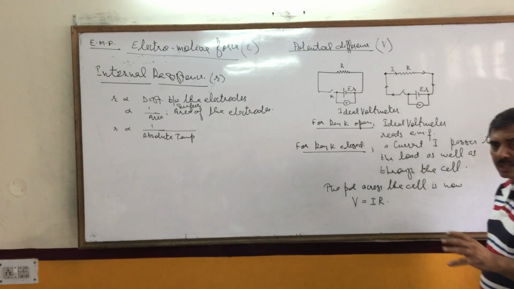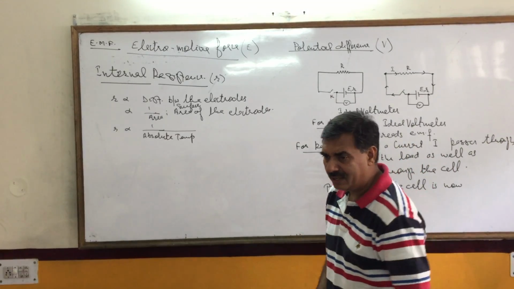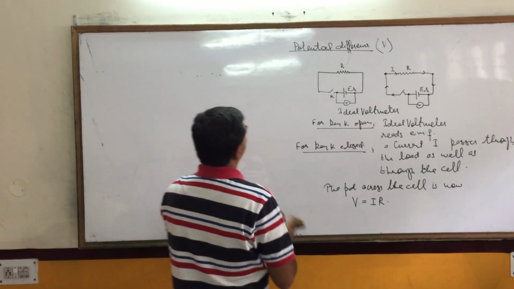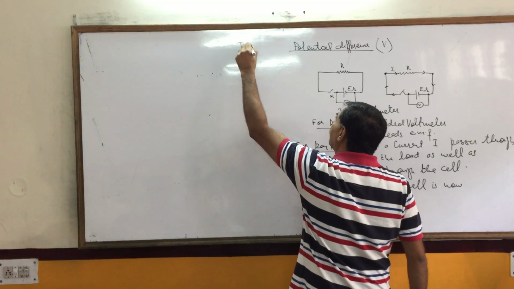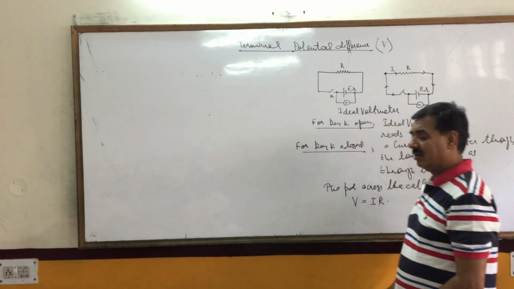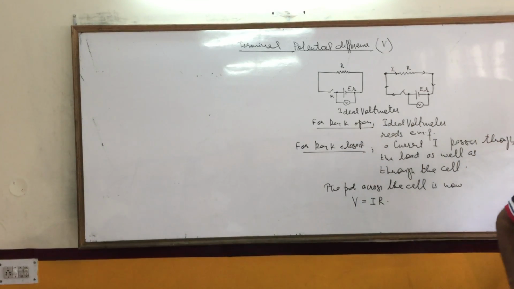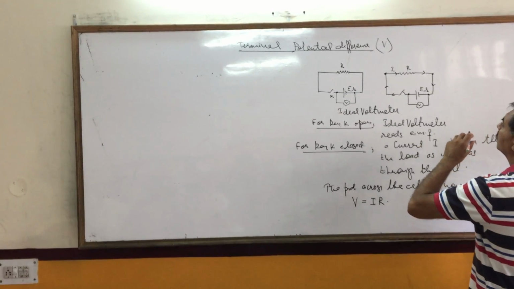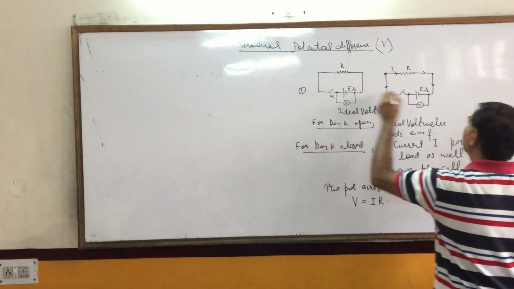We have up to now separately studied EMF and separately studied potential difference. You can improve it. Terminal potential difference. You can reason it out. Terminal potential difference. So EMF is done, internal resistance is done, terminal potential difference is done. This is diagram 1, this is diagram 2.